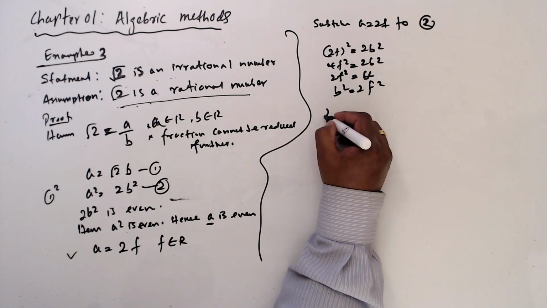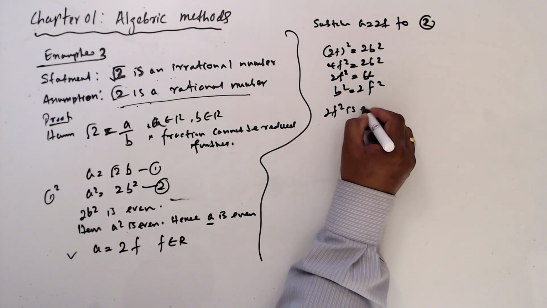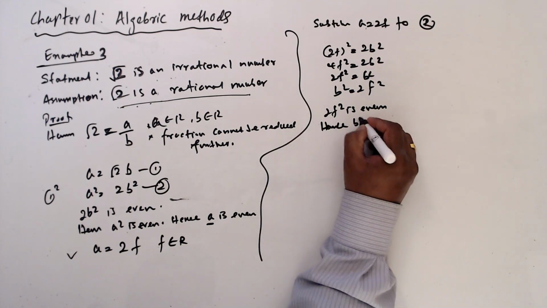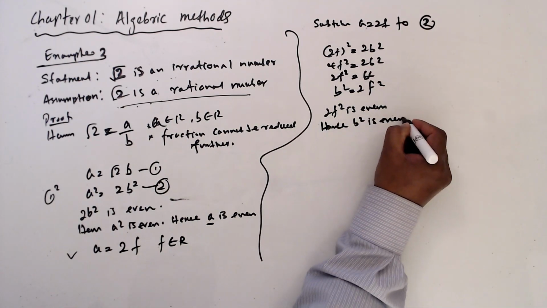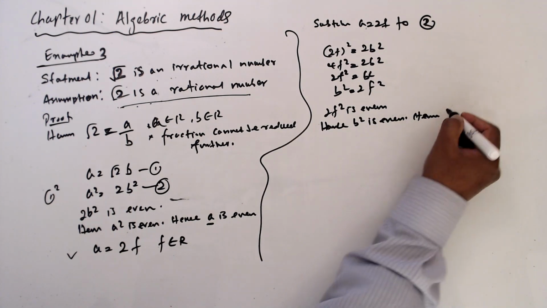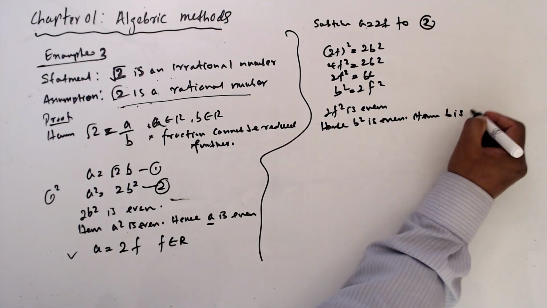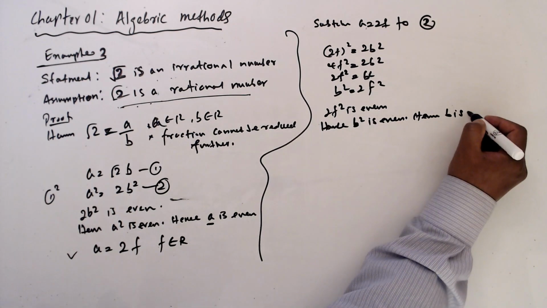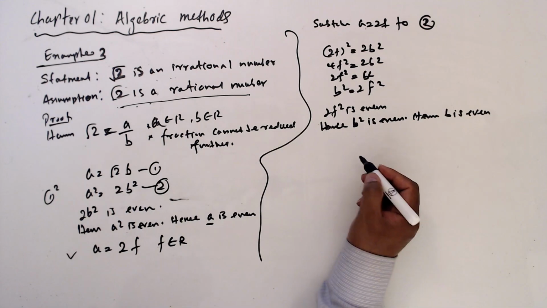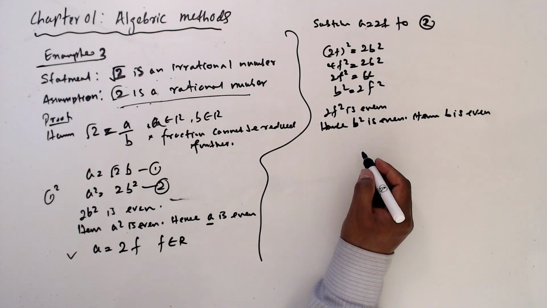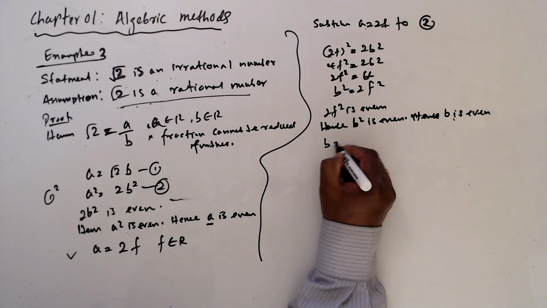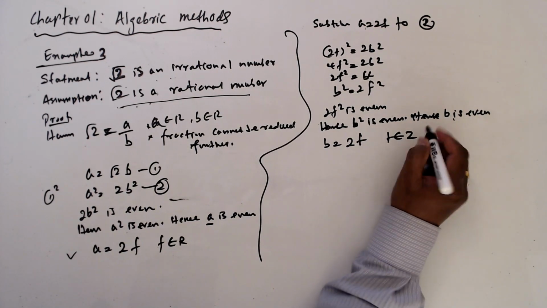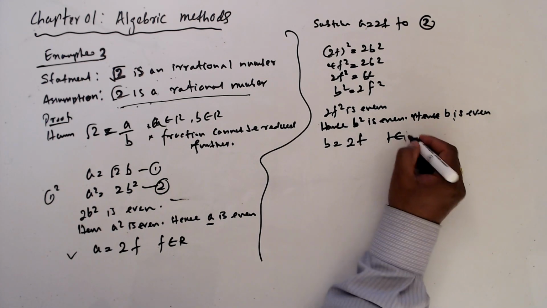So 2f square is even. Hence b square is even. Hence from 2, b is even. We know if b square is even, b is even. Hence b is even, we can write it as a multiple of 2, 2 times t, t is an element of real numbers.